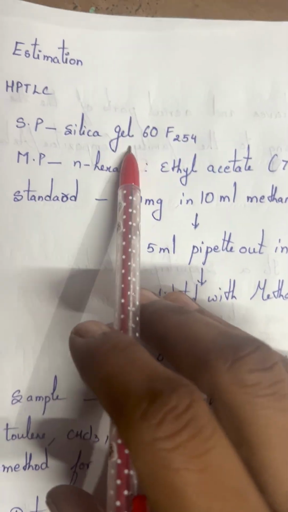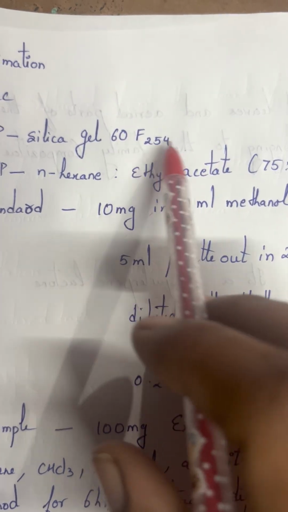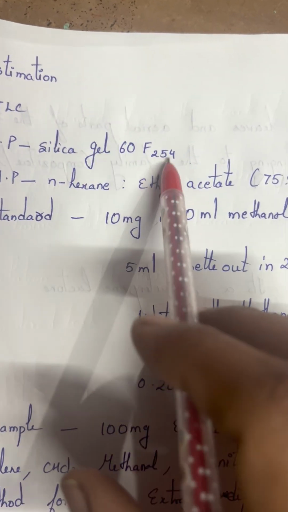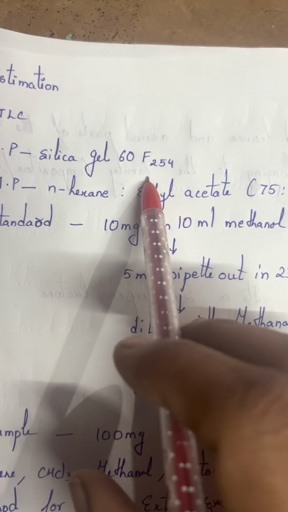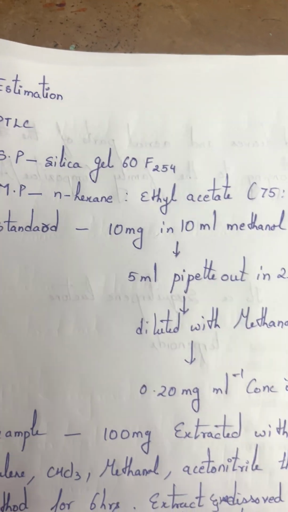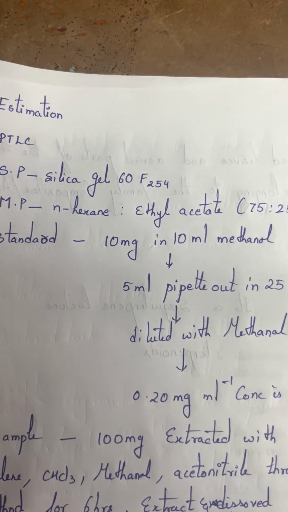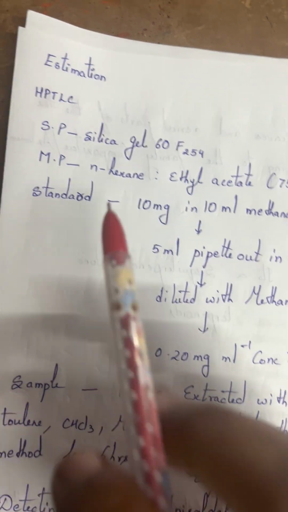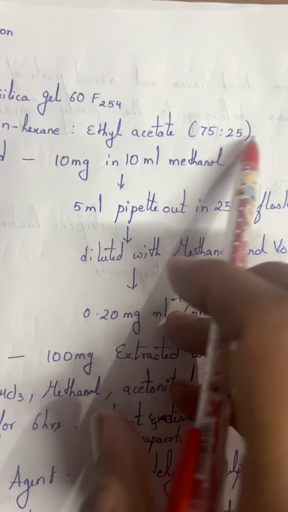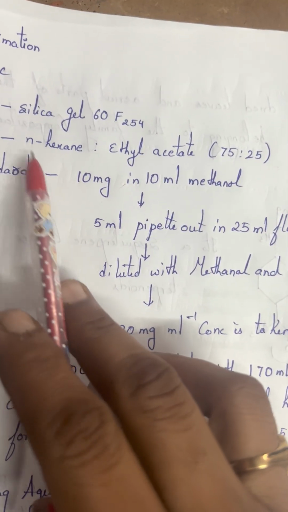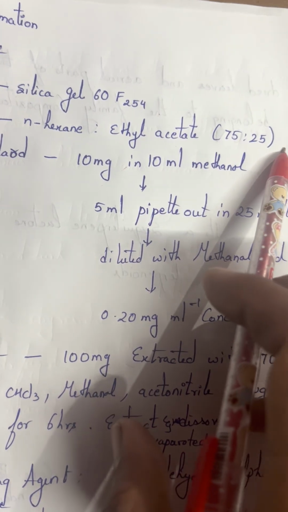You need to know about this. Silica gel 60 means 60 particle size. F254 means the silica gel contains fluorescent particles which show their fluorescence at 254 nanometers. Okay, that is the meaning of that. Next, the mobile phase is n-hexane to ethyl acetate, 75 to 25.